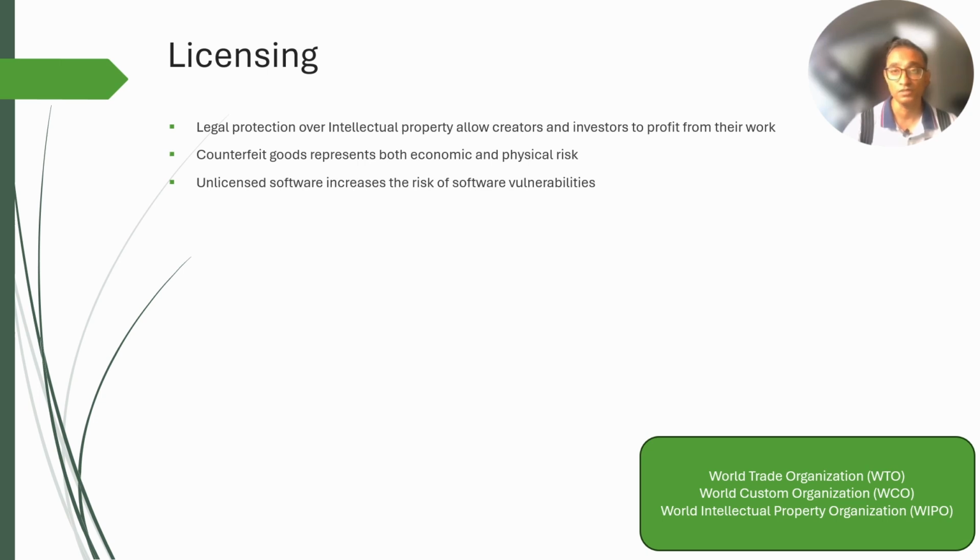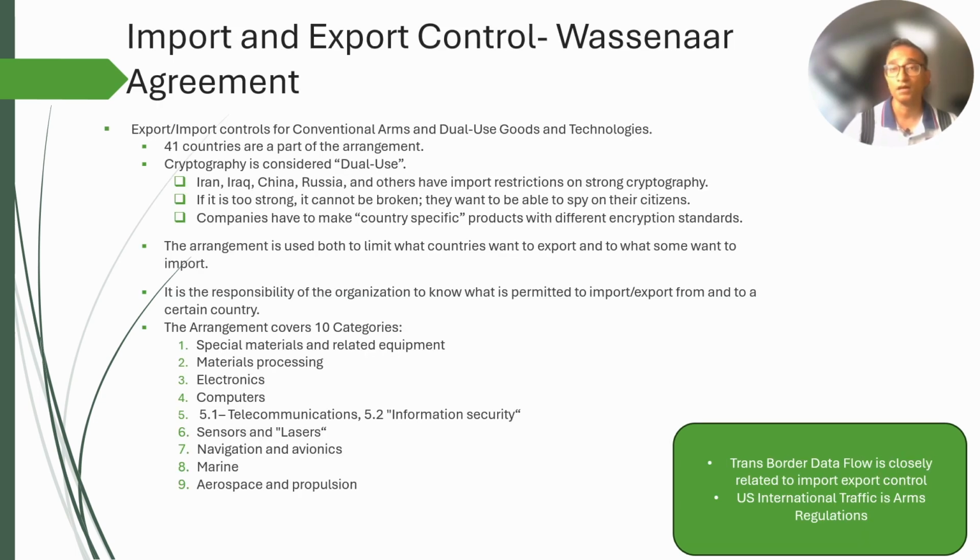As said before, this protection is extended by different organizations who work in different capacities and different jurisdictions, but some of them are the World Trade Organization, World Customs Organization, and the World Intellectual Property Organization, who work in tandem and in coordination with each other in order to extend support and prevent the infringement of intellectual properties. There are other weapons and tools that can be used. For example, one of them is import and export control mechanism.